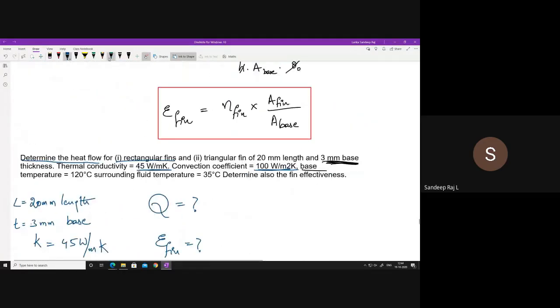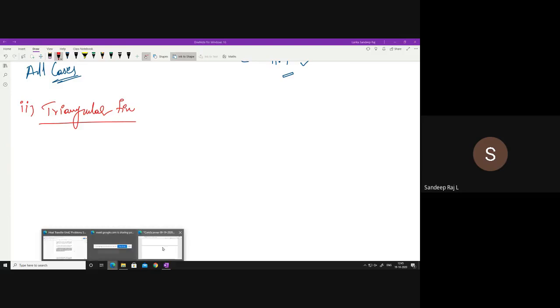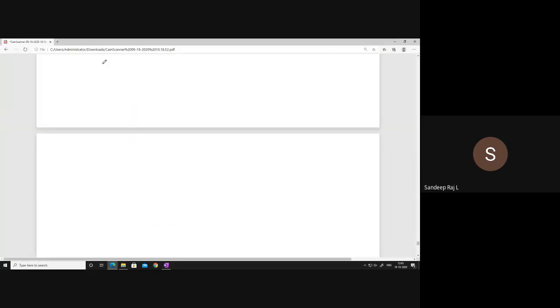What we have done so far is we have solved only the rectangular fin. That is the first case we have solved. The triangular fin also we have to solve. Let's move to the triangular fin. The same problem, in the second case, you use a triangular fin. Again, for the triangular fin, what happened?